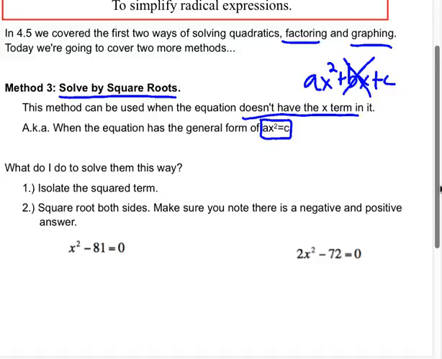Let's talk about how we solve this. First step, isolate the x squared term. Get the x squared completely by itself, and then you can square root both sides, remembering there's a negative and a positive solution. So what that's saying is you always get a plus or minus when you end up square rooting in an equation. You're producing two solutions. I'll touch on why that happens when we actually dive into some examples.